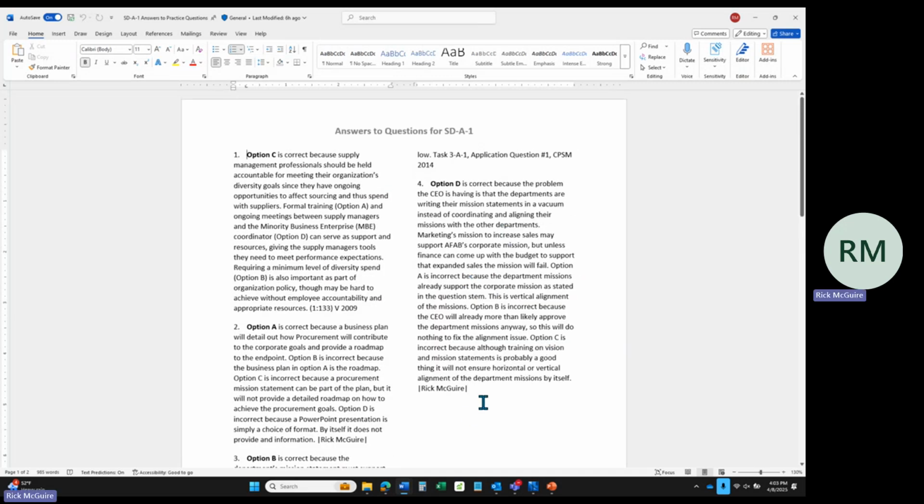Four is Delta. The problem the CEO is having is that the departments are writing their mission statements in a vacuum instead of coordinating and aligning their mission statements with the other departments, or horizontally. Marketing's mission to increase sales may support AFAB's corporate mission, but unless finance can come up with the budget to support that expanded sales, the mission will fail.